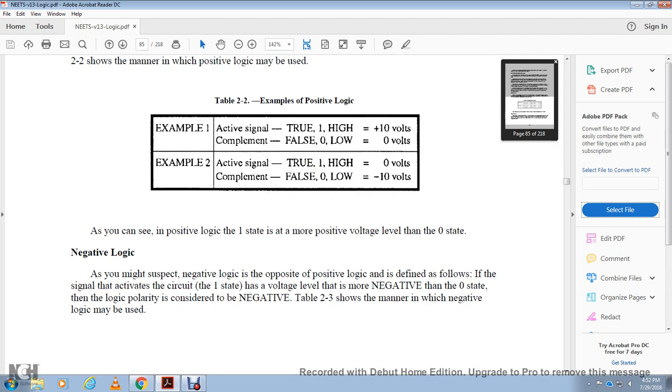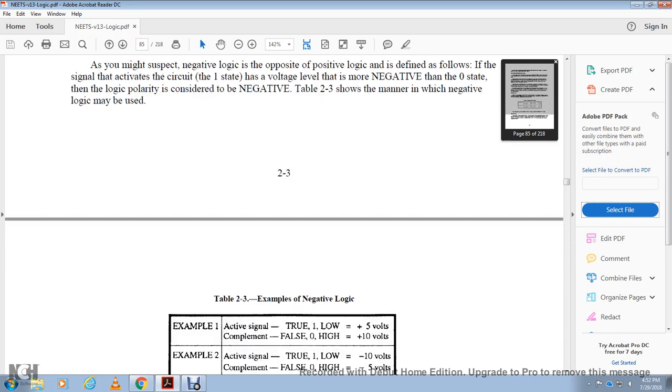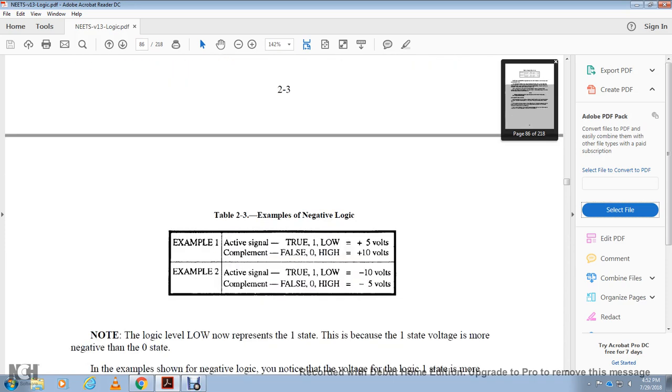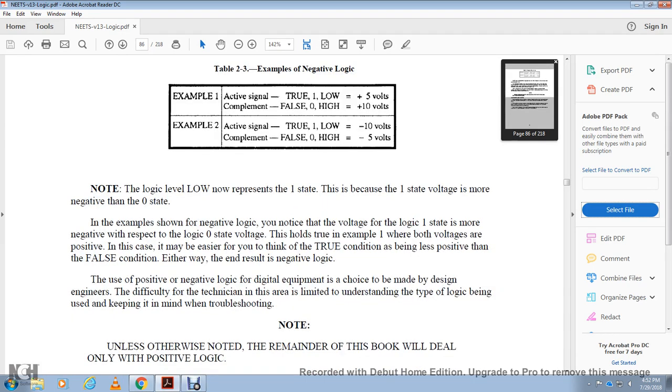As you might suspect, negative logic is the opposite of positive logic and is defined as follows: if the signal is active, the circuit is in the 1 state, and the voltage level is more negative than the 0 state, then the logic polarity is considered to be negative. Table 2 also shows the manner in which negative logic may be used. Example 2, negative logic: active signal, true, 1, low voltage, 5 volts. Complement, false, 0, positive 10 volts. Active signal, true, 1, low, negative 10 volts. Complement, false, 0, negative 5 volts. Note that the low logic level is now represented with the 1 state, and the 1 state voltage is more negative than the 0 state.